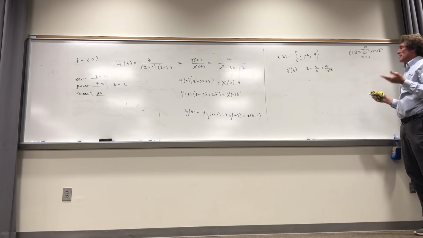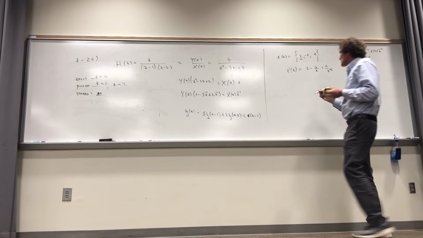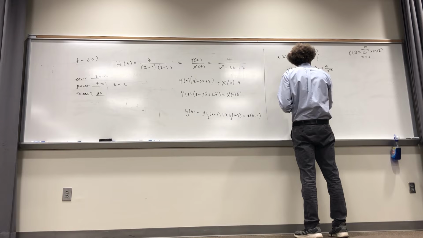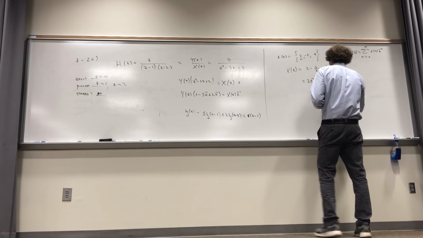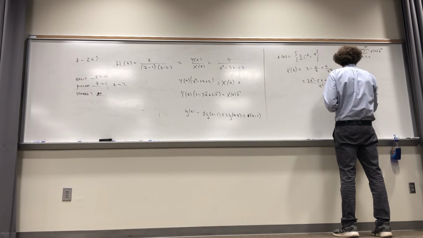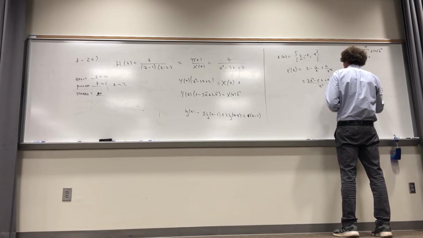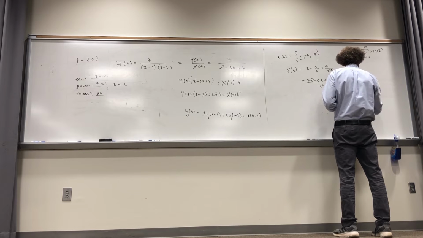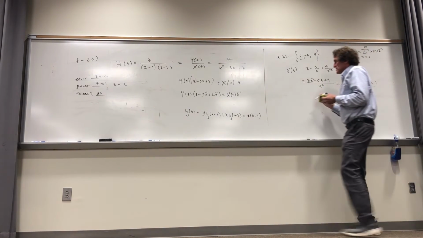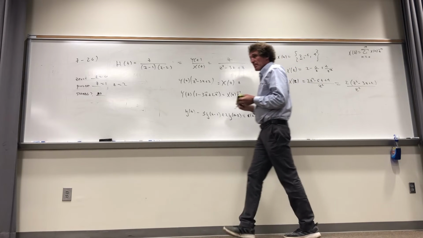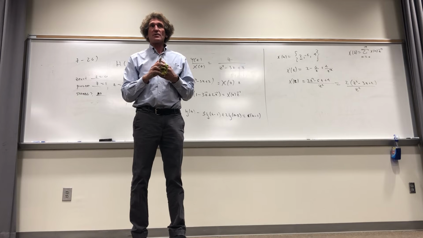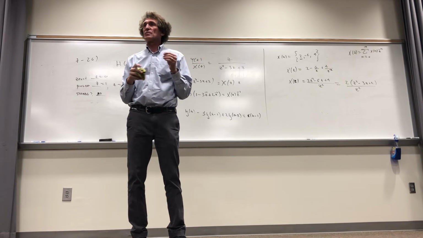Next, I want everything over a common denominator, z squared. So now I have 2z squared minus 6z plus 4 over z squared. And that can be given as 2 times z squared minus 3z plus 2 over z squared. And that's my x of z. Right? Please just make sure you see this. There's nothing tricky right now. We did this one before.